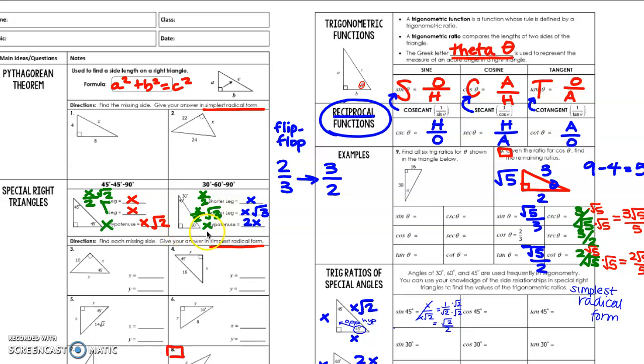Sorry, take that back. If I square the hypotenuse, 2x times 2x is 4x squared, minus x squared would get me to 3x squared for this side length. If I take the square root of that, that gives me the longer leg of x root 3, because we can simplify the square root of x squared.